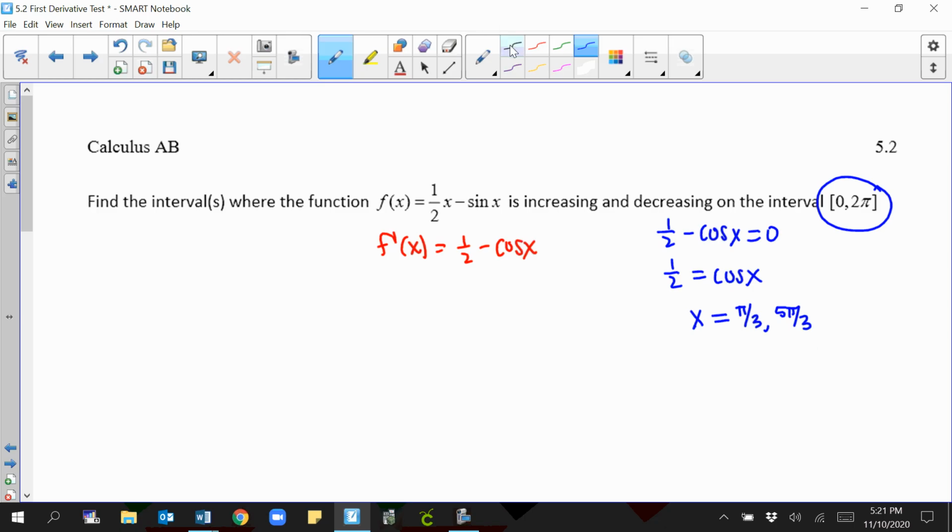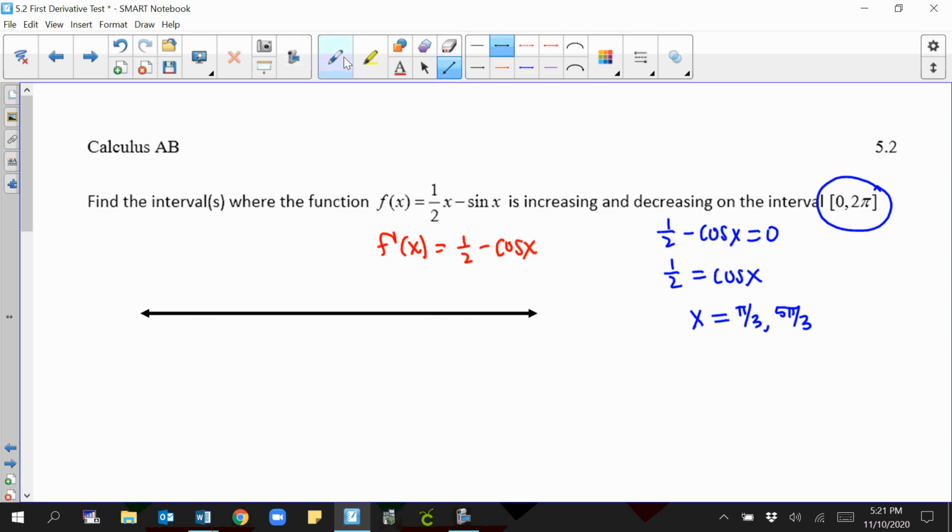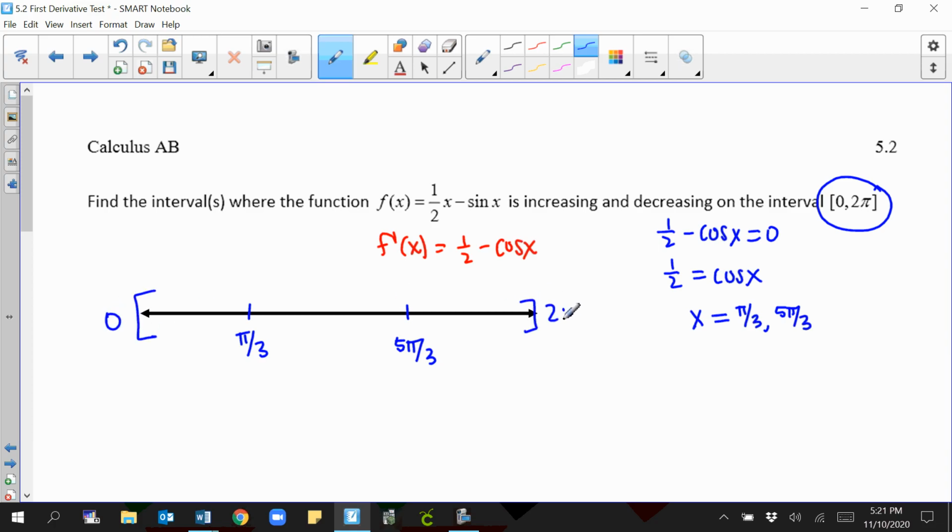So I'm going to put them on a number line. So here's my number line. I'm going to have my pi over 3 here, and I'm going to have 5 pi over 3 here. But remember, we're only going from 0 to 2 pi. So I need to pick some numbers that are in between 0 and pi over 3, in between pi over 3 and 5 pi over 3, and in between 5 pi over 3 and 2 pi.